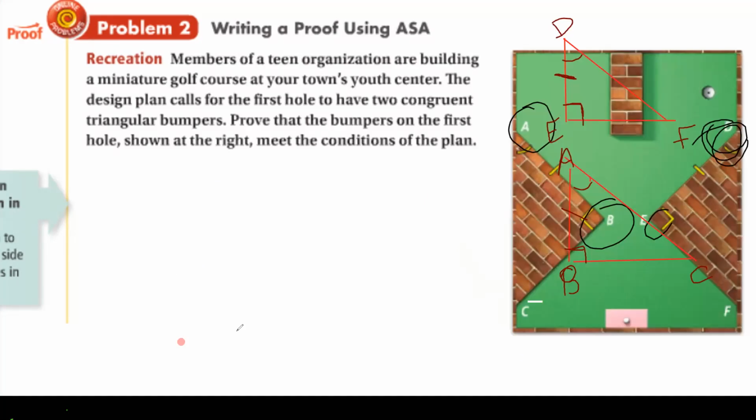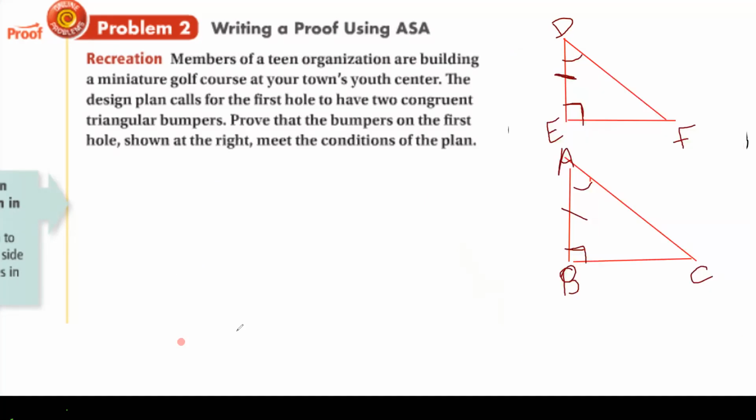Now, after that, as you see from here, I want now to prove that these two triangles are congruent. Angle D is congruent to angle E. Angle A is congruent to angle D. They are given.